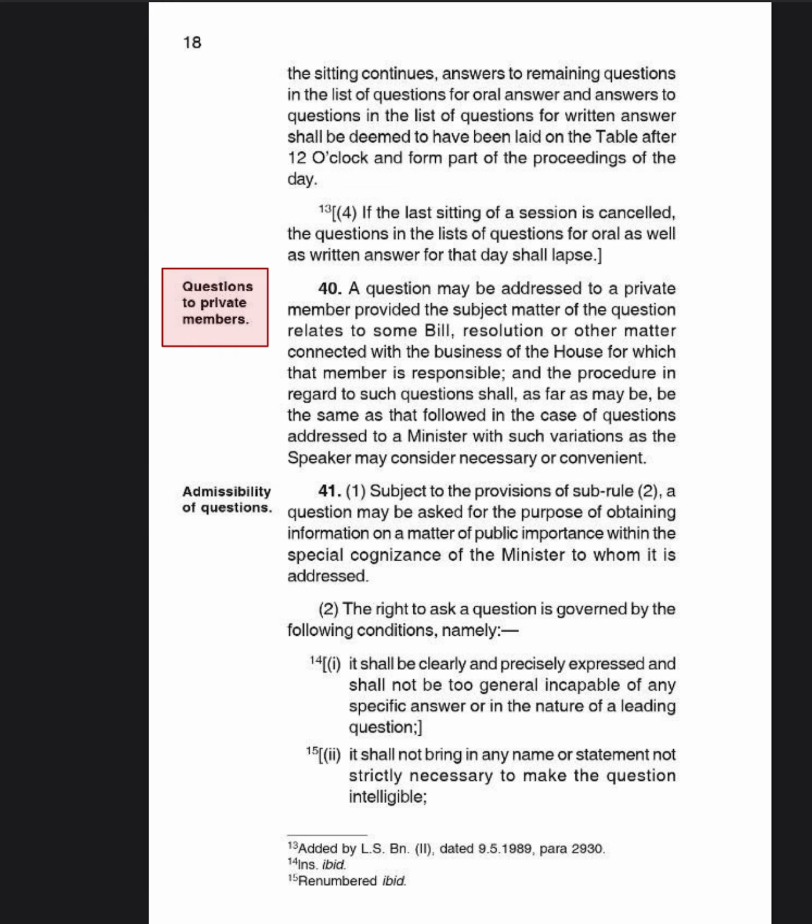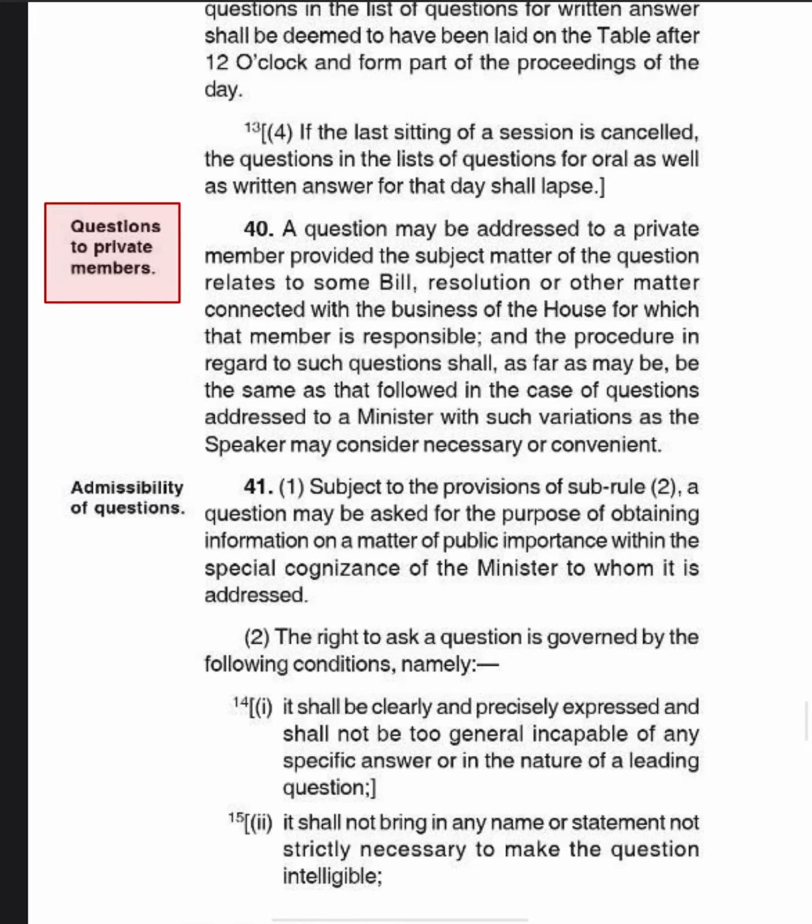क्या कोई मेंबर पार्लियामेंट का प्राइवेट मेंबर से सवाल पूछ सकता है? Yes, they can. रूल्स ऑफ द लोकसभा में लिखा है रूल 40. A question may be addressed to the private member. क्या पूछेगा प्राइवेट मेंबर से? गवर्नमेंट के बारे में तो कुछ है नहीं उसमें, उसे गवर्नमेंट का कुछ पता नहीं बिकॉज नॉट पार्ट ऑफ एग्जीक्यूटिव.